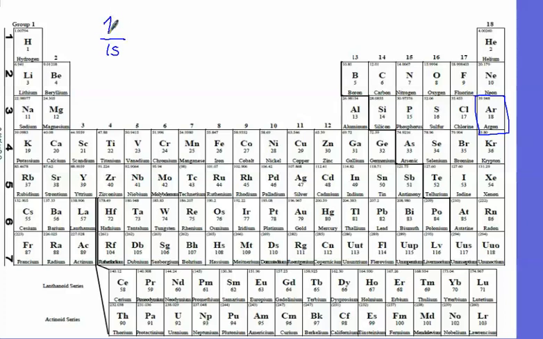So you'd start with your 1s, so that would be my first electron, second electron. After the 1s, I'd go to the 2s, third, fourth, 2p, fifth, sixth, seventh, eighth. So this downward facing electron is my 8th electron. This is the electron that I need to figure out the quantum numbers for.